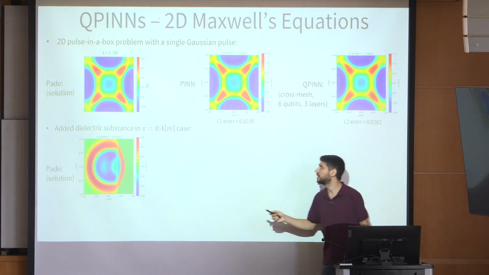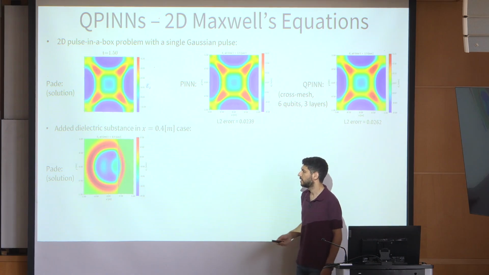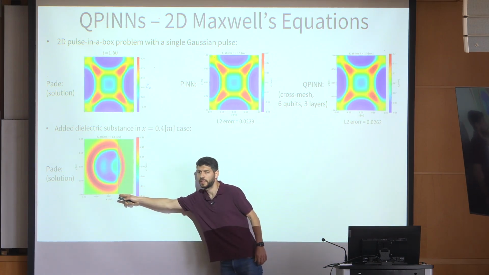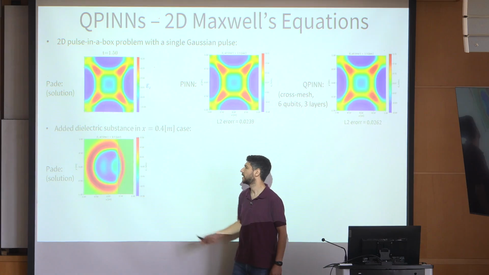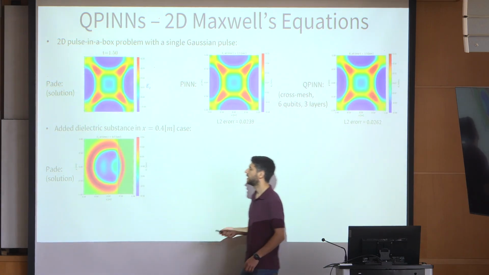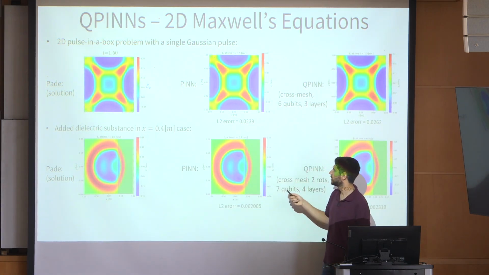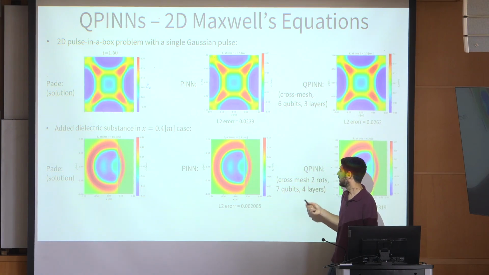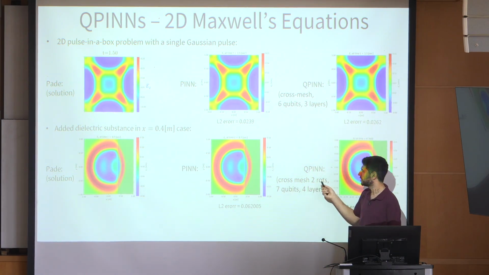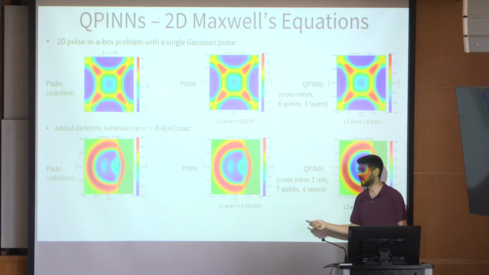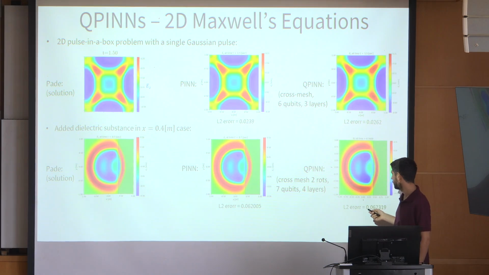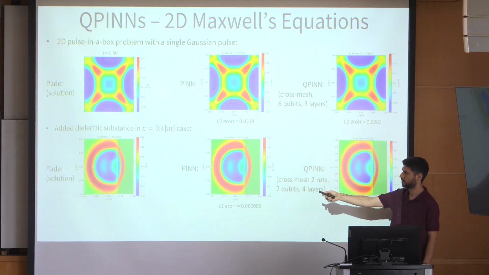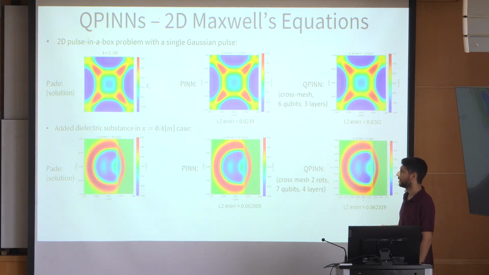Also, with the dielectric substance at 0.4 in X in the domain, this is the dielectric substance. This is the PADE solution, and also the PINNs and the QPINNs. This time it was cross mesh with 2 rotations, 7 qubits, and 4 layers. You can see that the L2 errors are very close to each other and very close to 0. So the results are quite good.